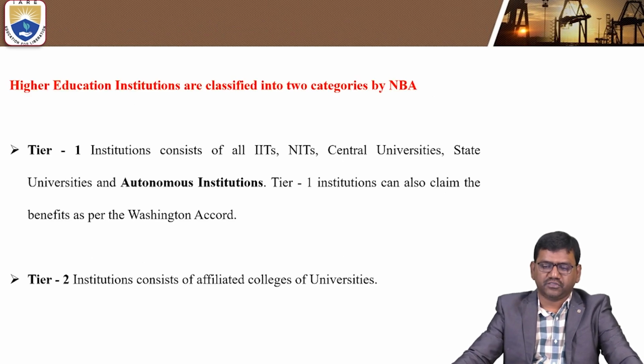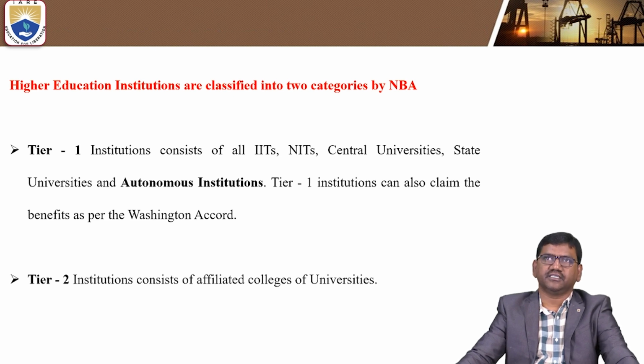The higher education institutions are classified in two categories by NBA, the National Board of Accreditation. NBA stands for National Board of Accreditation, which is under the control of the central government. The higher education institutions are classified into two categories as Tier 1 and Tier 2 institutions. Tier 1 institutions consist of all IITs, NITs, central universities, state universities and autonomous institutions. And Tier 1 institutions can also claim the benefits as per the Washington Accord.